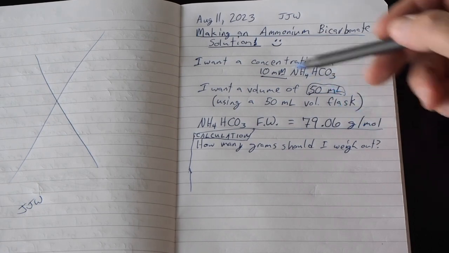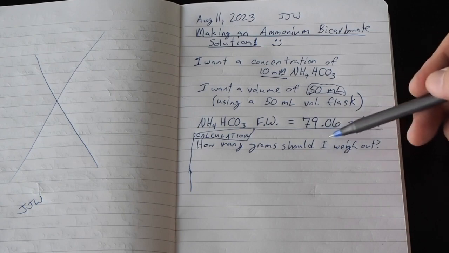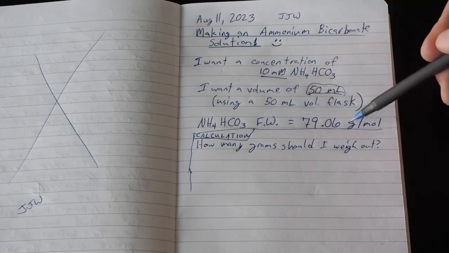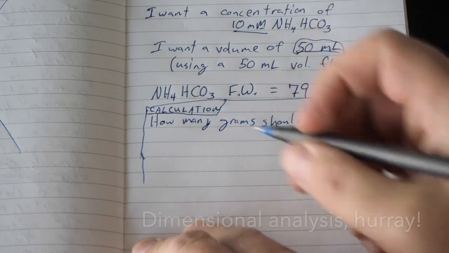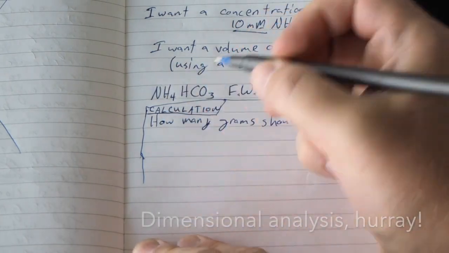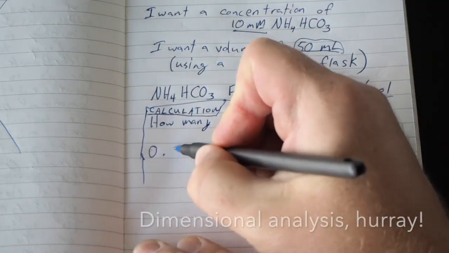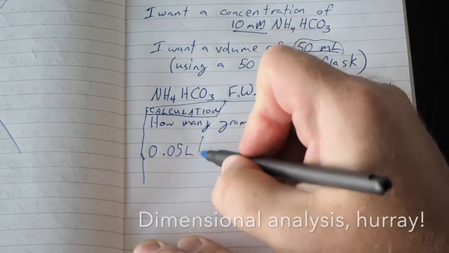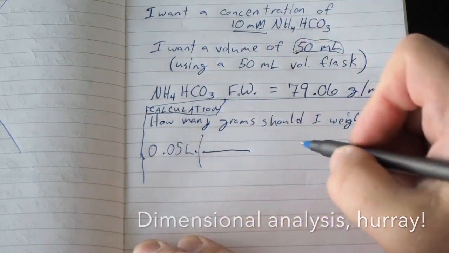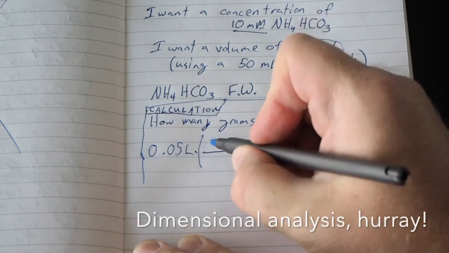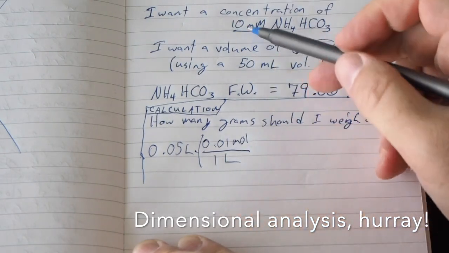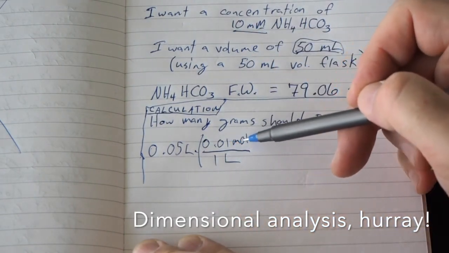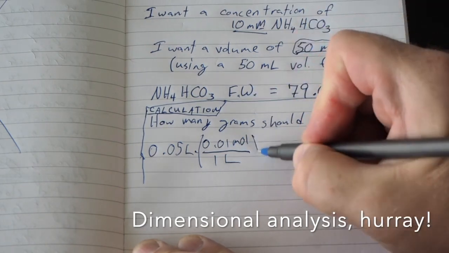The other thing we're going to need, because this is in moles per liter and I need to know how many grams I'm weighing out, is the formula weight, which is my conversion factor between grams and moles. So to do this calculation, I'm going to start with my volume, because I know that volume times concentration gives me moles. So it's 0.05 liter solution, and my conversion factor from liters to moles is 0.01 moles per 1 liter, because my solution is 10 millimolar, which is the same thing as 0.01 molar or 0.01 moles per liter.